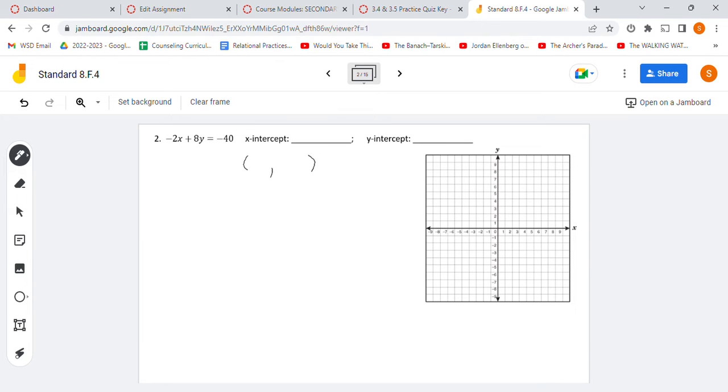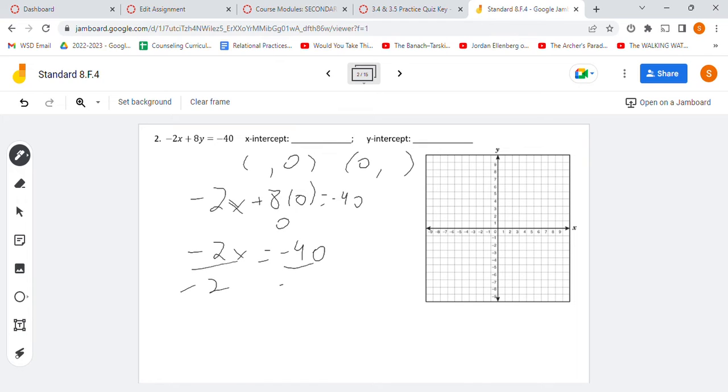For our next question, we're going to do the same thing. Our x-intercept has a y value of 0, our y-intercept has an x value of 0, and we're going to find the missing piece. So we have negative 2x plus 8, and we're going to replace that y value with 0, equals negative 40. 8 times 0 is 0, so that's gone. That leaves us with negative 2x equals negative 40. And finish this out by dividing by negative 2. That will give us an x value of positive 20.